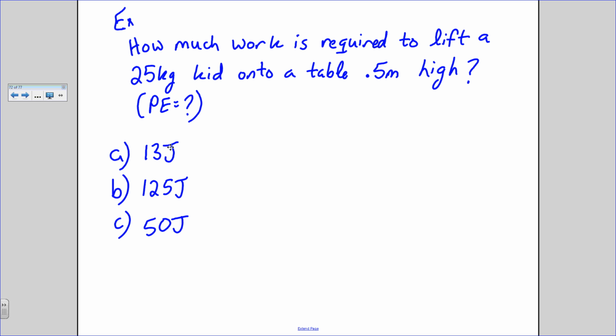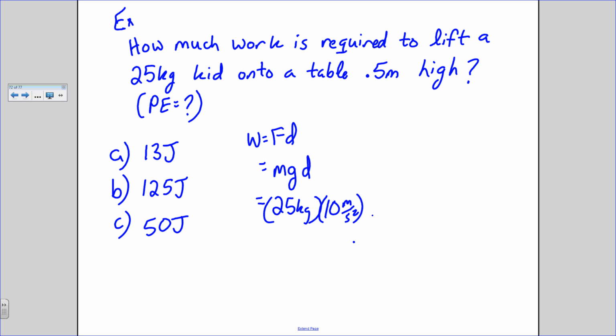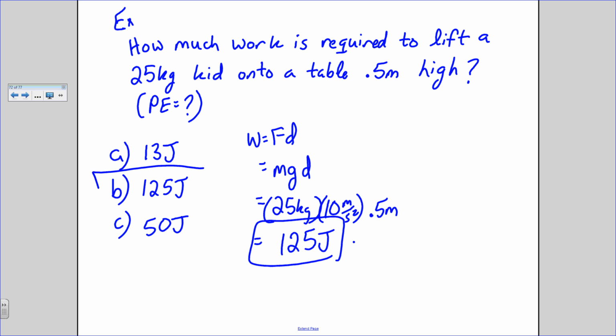At it two different ways. The work is force times displacement. All right, the force that I'm exerting is the weight times the displacement. So that's 25 kilograms times 10 meters per second squared. That's the acceleration due to gravity times 0.5 meters, and that's just equal to 125 joules. So the answer is B.